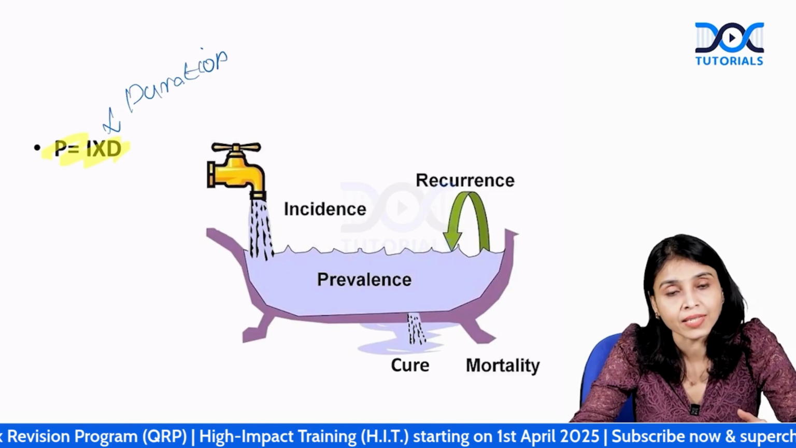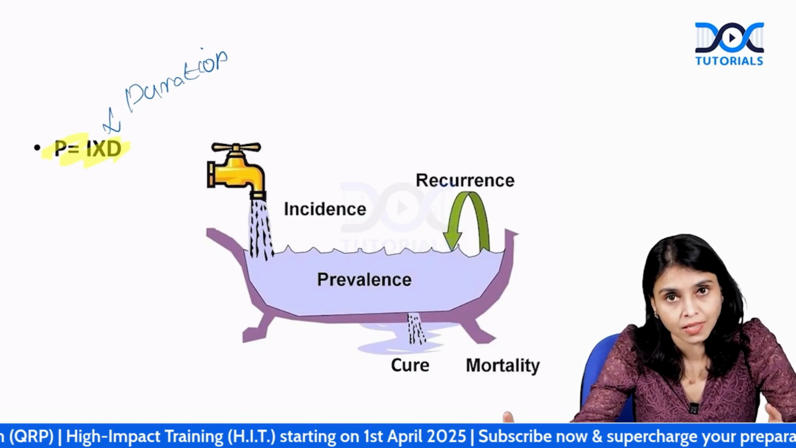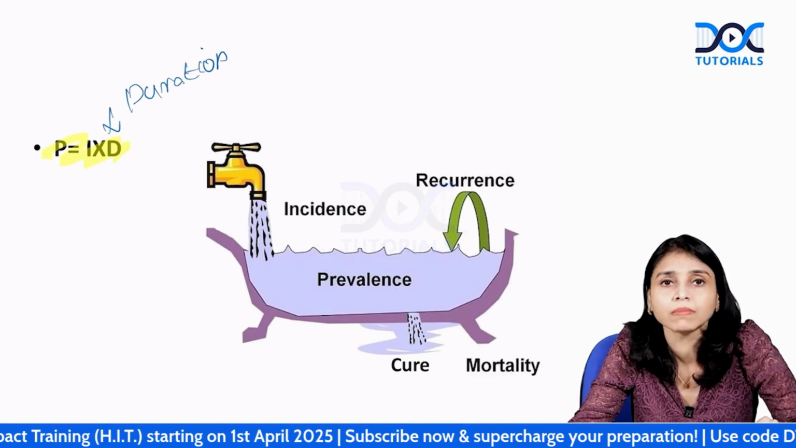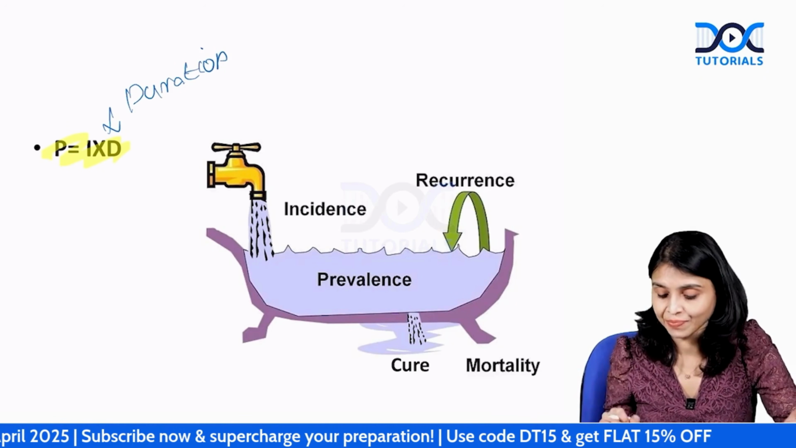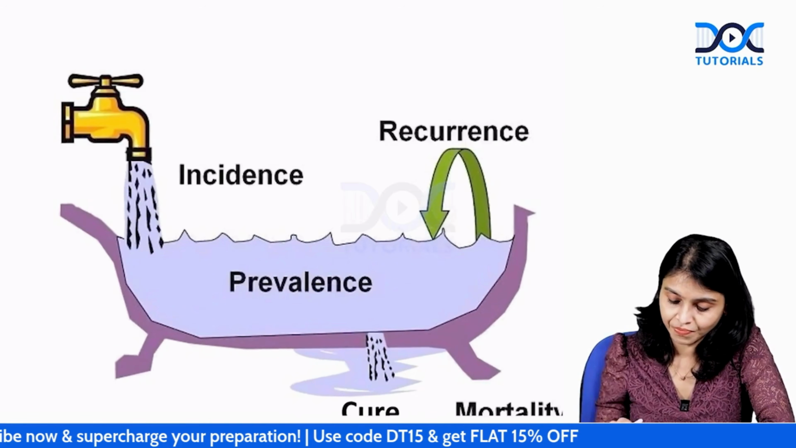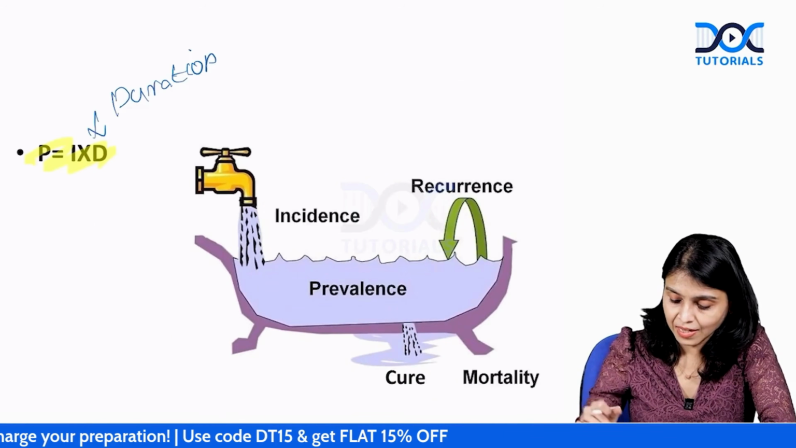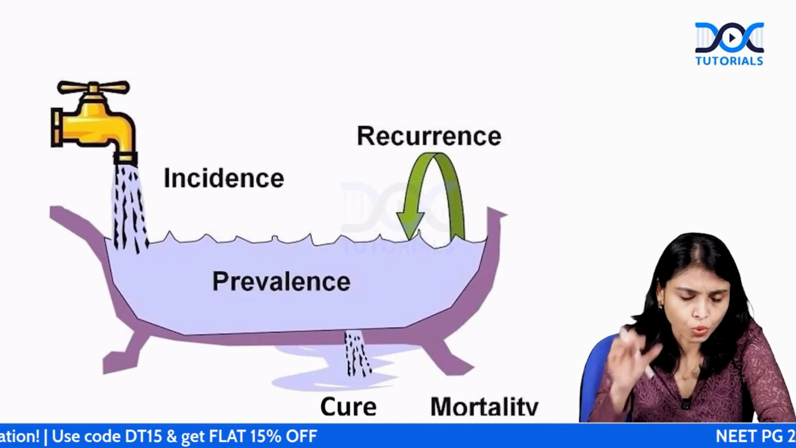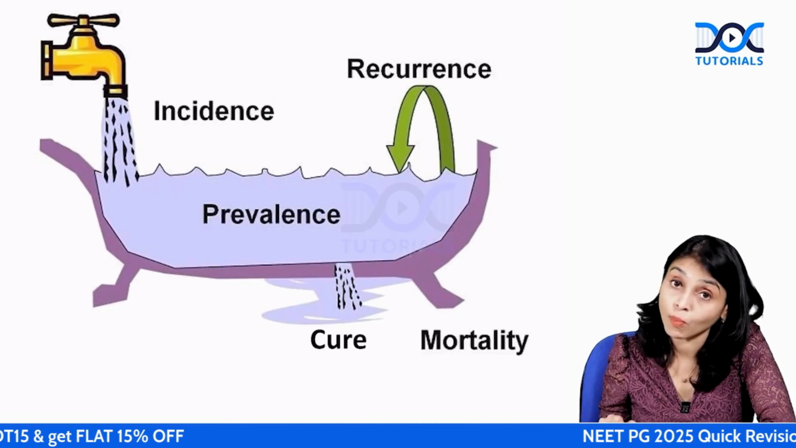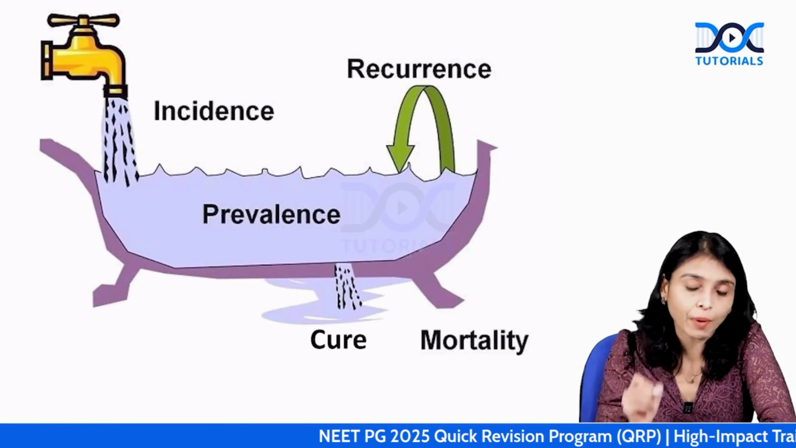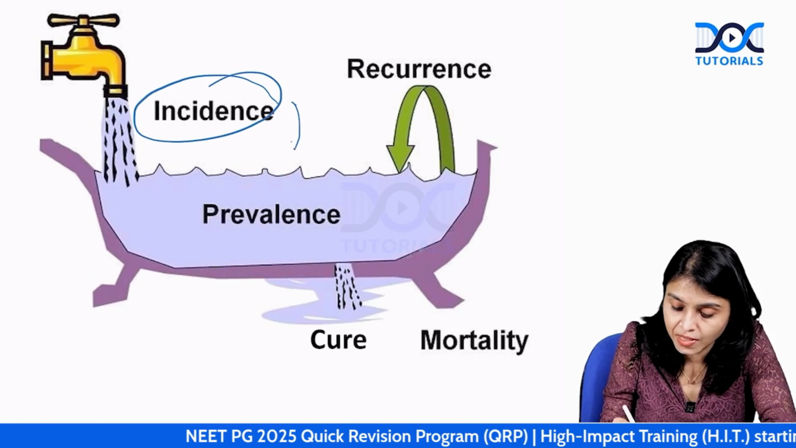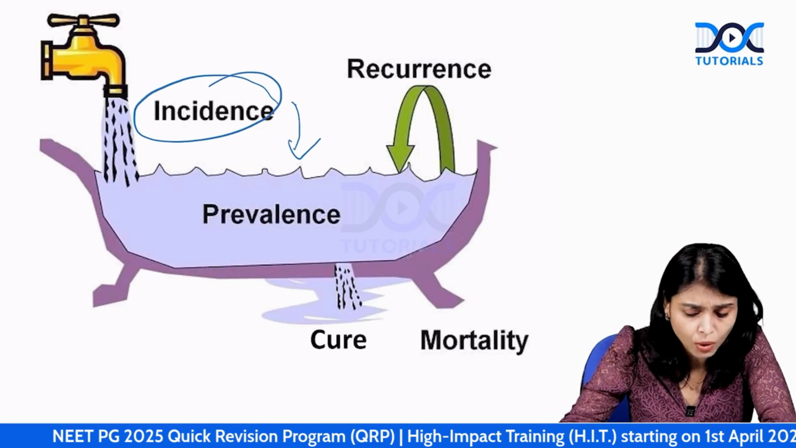As the duration increases, naturally, more and more new cases will develop, and that will get added on to the prevalence, right? And here, in this particular picture, I'm just zooming it. There are 4 more other MCQs. I'm just going to tell you what it is. Think about it. As incidence increases, prevalence increases, right? That's what I said just now.